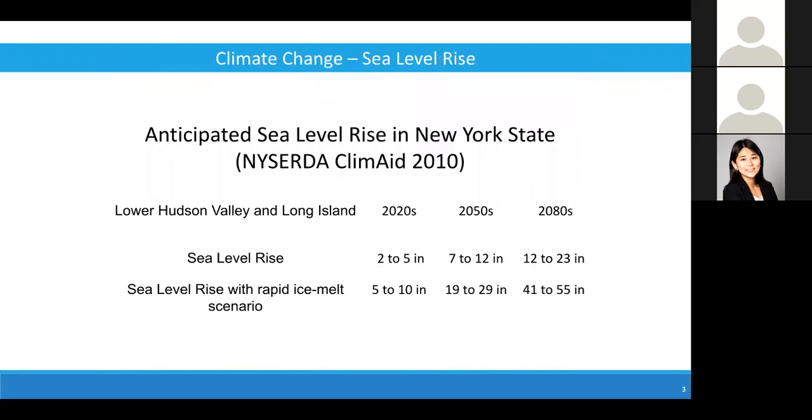In New York City, we also expect sea level rise until the 2080s. At least we should expect 12 inches of sea level rise, and if we consider a rapid ice melt scenario, it could go up to 55 inches.